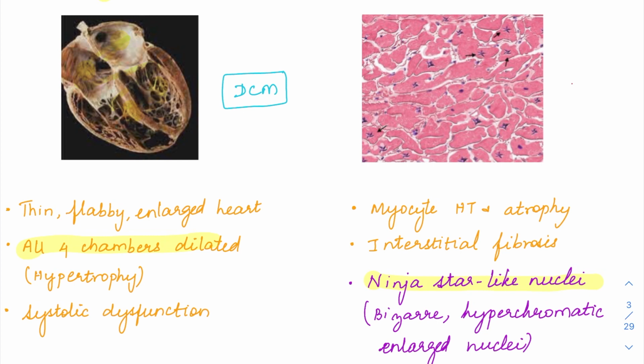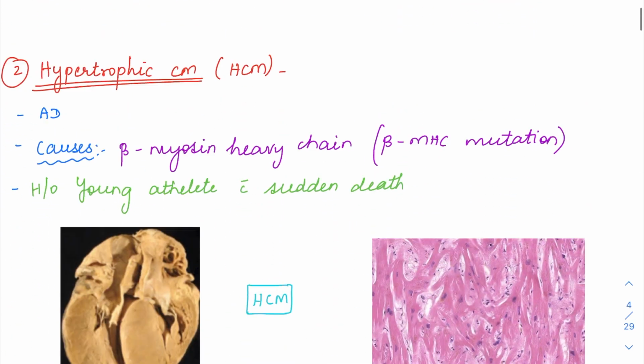If you have seen cartoon images, you can see the ninja star in cartoons, right? This kind of nucleus is dark and hypochromatic. All these nuclei which are highlighted have this ninja star kind of appearance. This is classical for a titin mutation, which is seen in a DCM. Okay, now we have seen dilated cardiomyopathy.